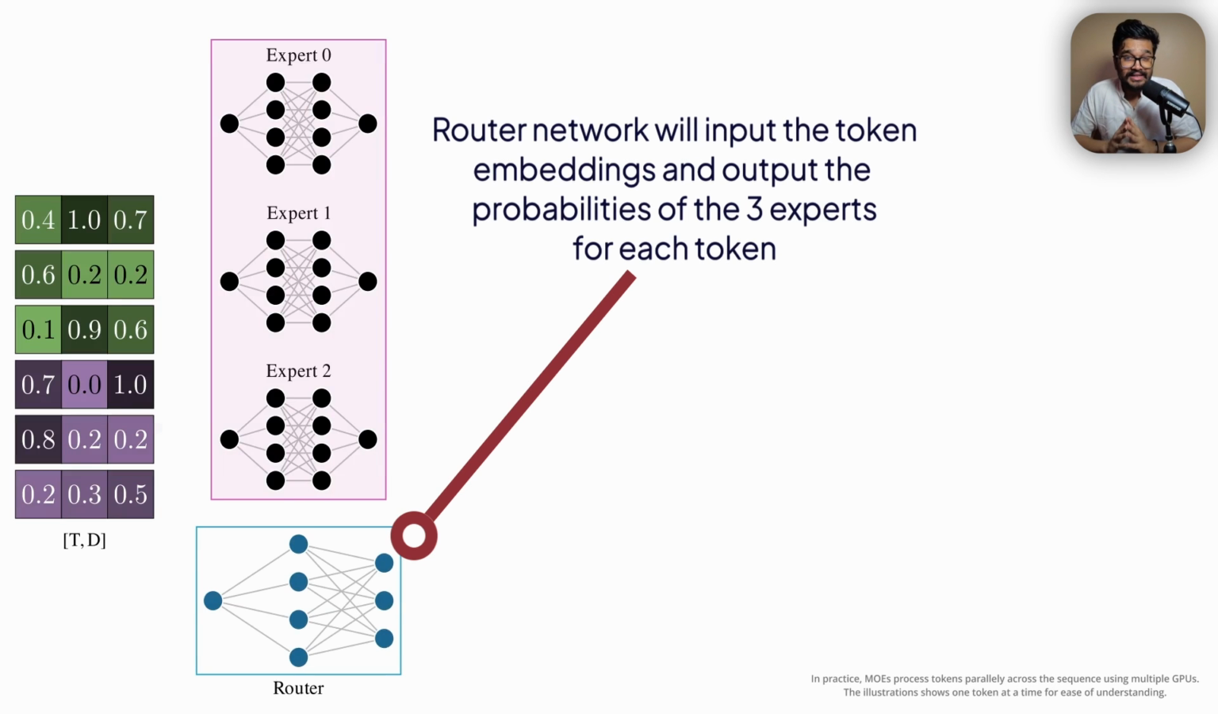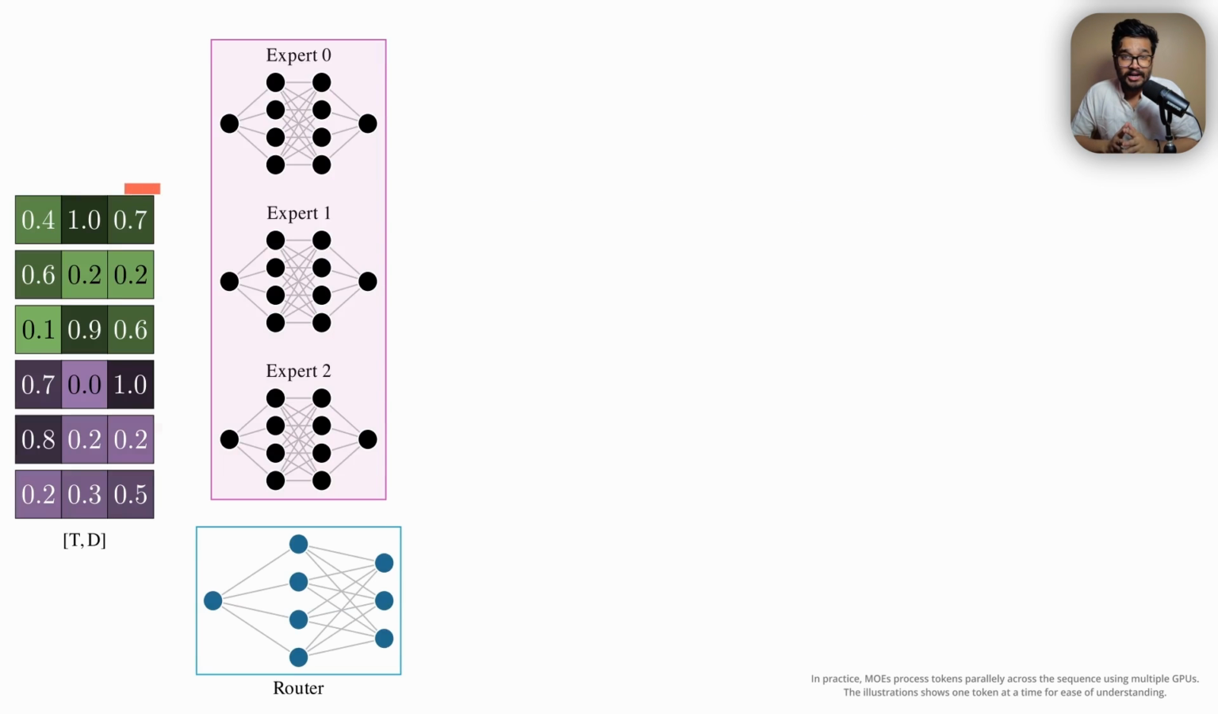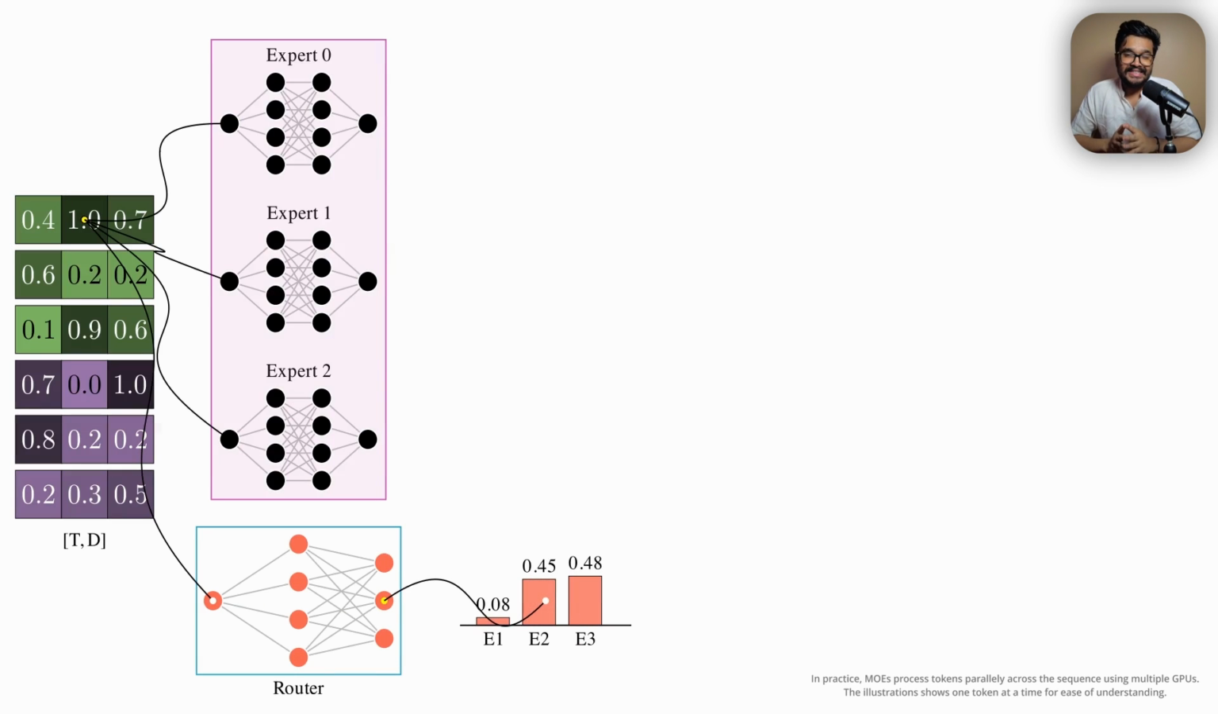The router network is a simple feed-forward network which inputs a token embedding and outputs a probability distribution over our experts. Because it's just a feed-forward layer, we can input our 2D BS, D tensor and receive the probability distribution for each token over the experts as highlighted in this diagram. Going forward, I'll just call BS as T, representing total tokens. Instead of saying BS all the time, I'll just call it T, D.